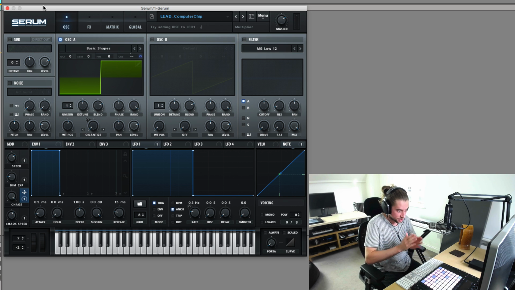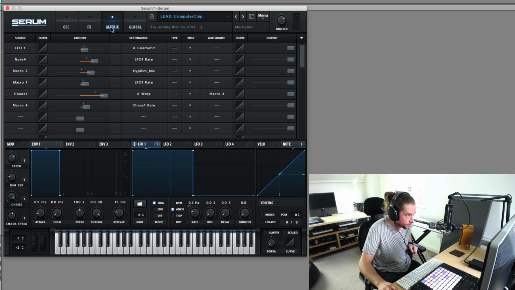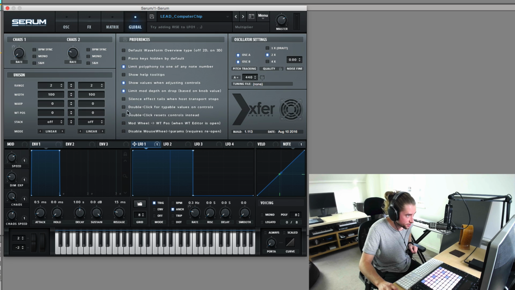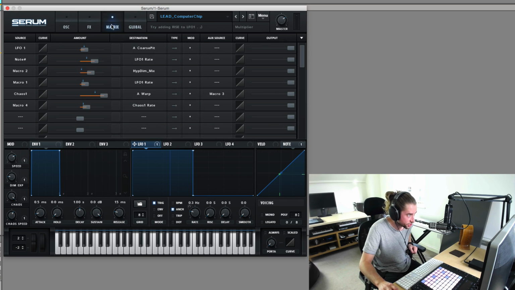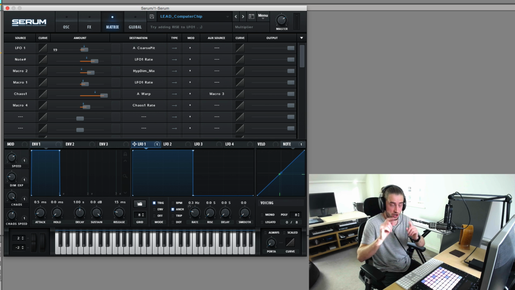Ideas start now. Starting off at the simple end, it's a square wave. Easy peasy. More interesting though is LFO1. LFO1 is assigned to pitch, coarse pitch for oscillator A. Do a double click for typable values so I can show you. LFO1, coarse pitch, 24 semitones, I think. Yeah, 24 semitones, 2 octaves.